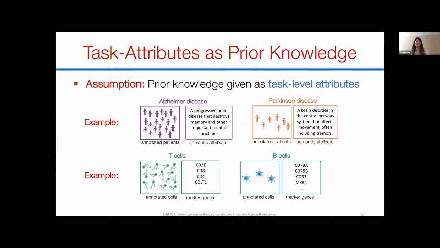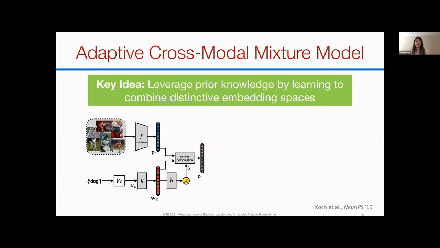And the key idea in the adaptive cross-model mixture model, or AM3, is to leverage prior knowledge by learning to combine distinctive embedding spaces. So there is one embedding space here, which is generated using our learning examples by taking the mean of the support set, which is done in the standard prototypical networks. But there is also another embedding space, which in this case is generated from the semantic information. And since these two embedding spaces have different structure, the proposed model exploits both modalities adaptively.